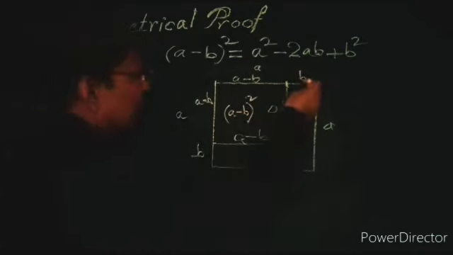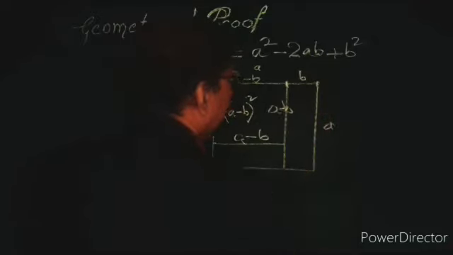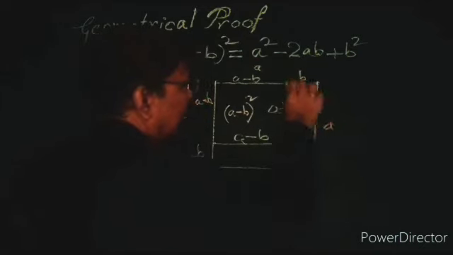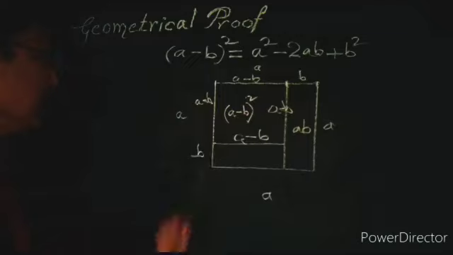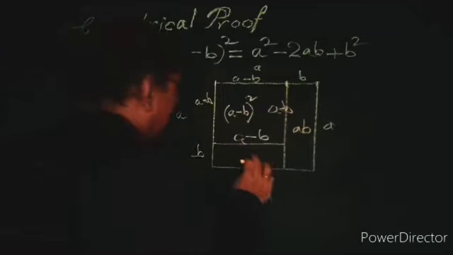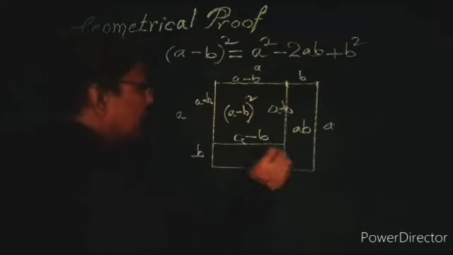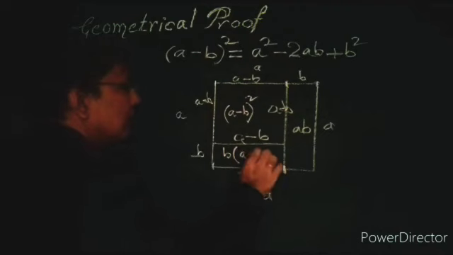Let us consider this quadrilateral. The area of a quadrilateral is nothing but length into breadth. Here length is b, breadth is a, therefore the area of this quadrilateral is ab. Now let us see the area of this quadrilateral. Its length is b and its breadth is a minus b. Therefore, the area of this quadrilateral is b into (a minus b).